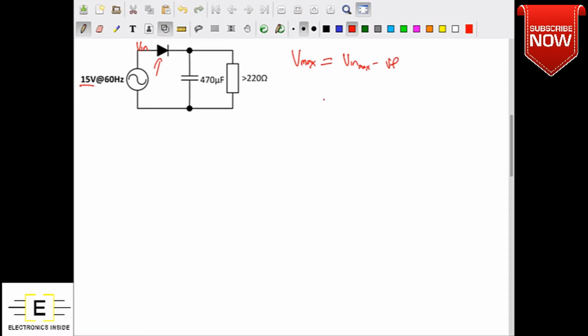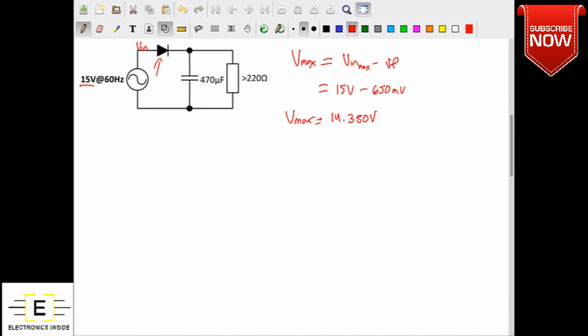We said we were going to have 15 volts as our maximum AC input, and we said that our forward voltage was going to be 650 millivolts. So that says that Vmax, the maximum output of that rectifier, was going to be equal to 14.350 volts.